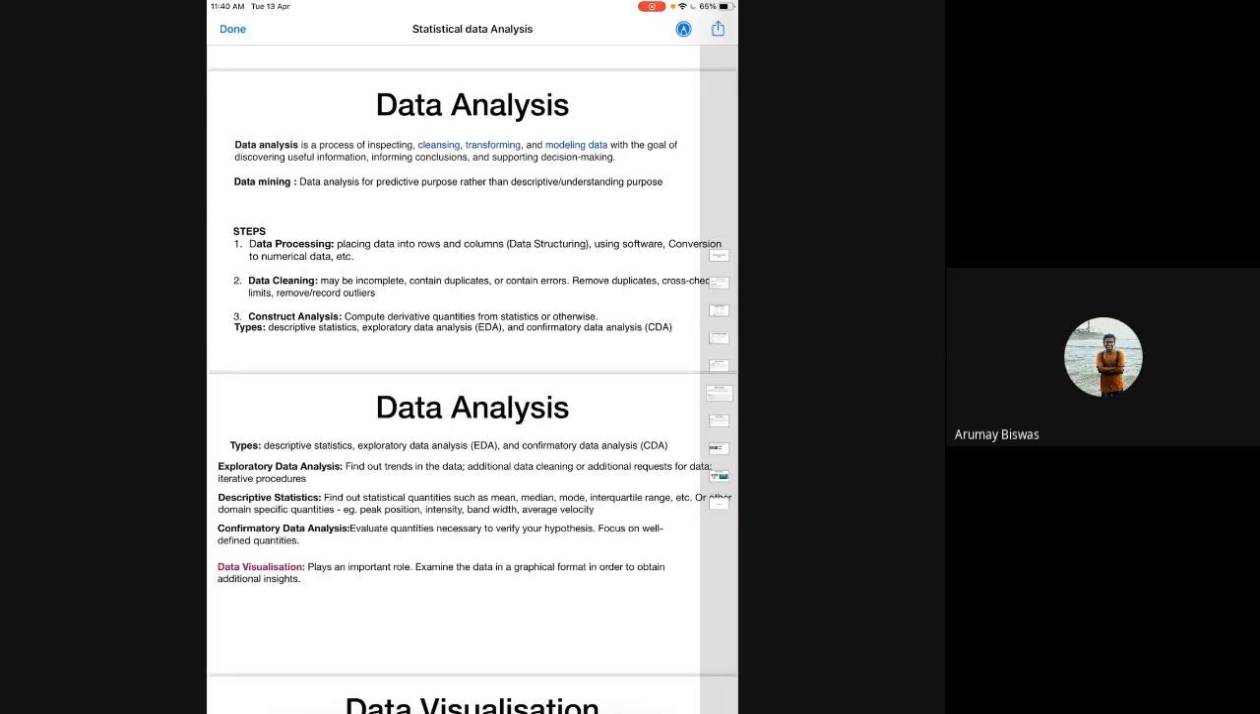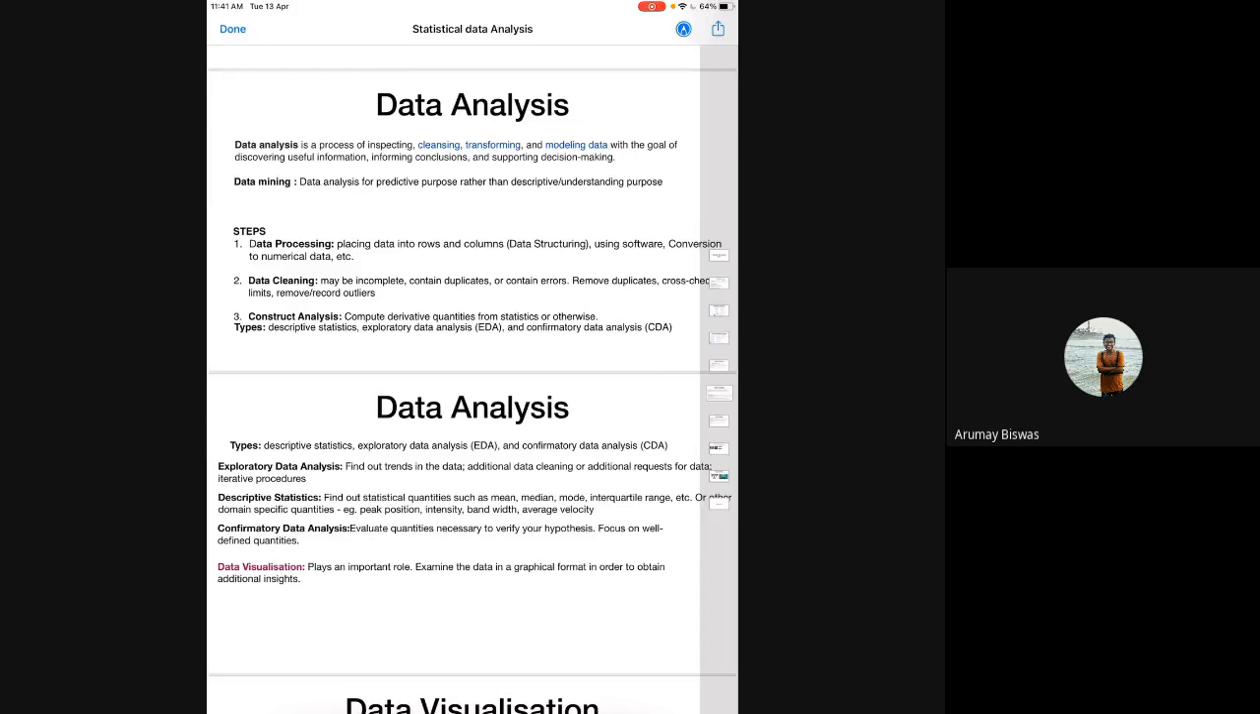Here, the cross-checks become important. Then you might want to remove or record outliers. So there may be some data points which are very far from your bulk, and those might require additional analysis. So you might want to record them.